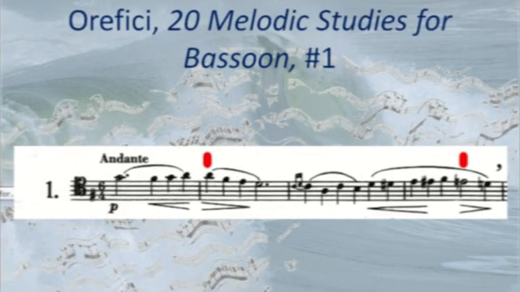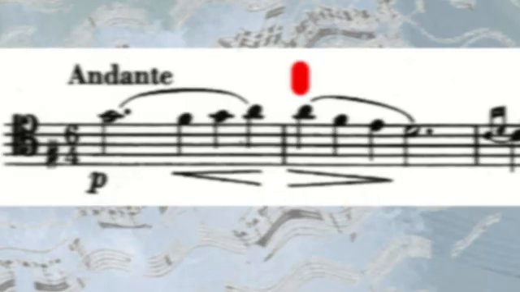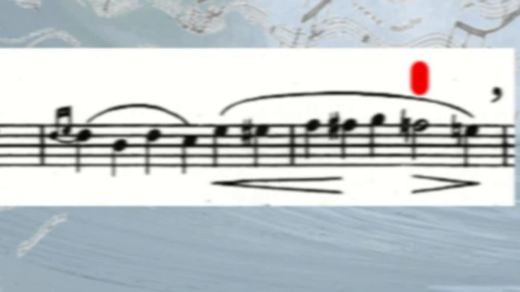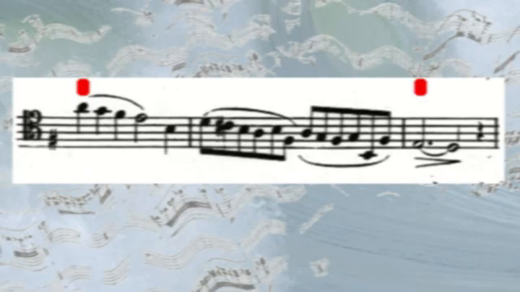Now, let's take a brief passage from the first melodic study by Alberto Orefici to examine musical motion. Orefici is explicit in this passage about the location of the climaxes. The downbeat of measure 2 is a musical goal. The fourth beat of measure 4 on the appoggiatura is another musical goal. The last two goals are found in the downbeat of the first measure of the second line, and then the appoggiatura E3 in the third measure of that line.